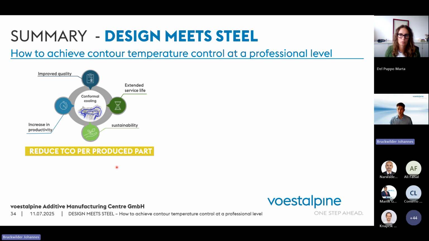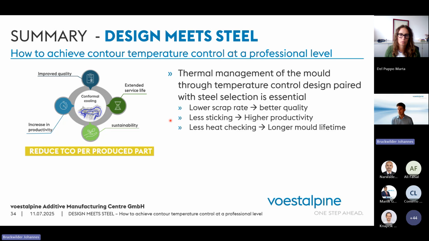Coming to the end, it's really important that we reduce the cost in the foundry, so the total cost of ownership per produced part, with the improved quality, improved productivity, and the extended lifetime. How we do it: with the thermal management of the mold through temperature control, design analysis, and, as you saw, the effort that we put into optimizing the design, and also with the right steel selection. These are really important things.